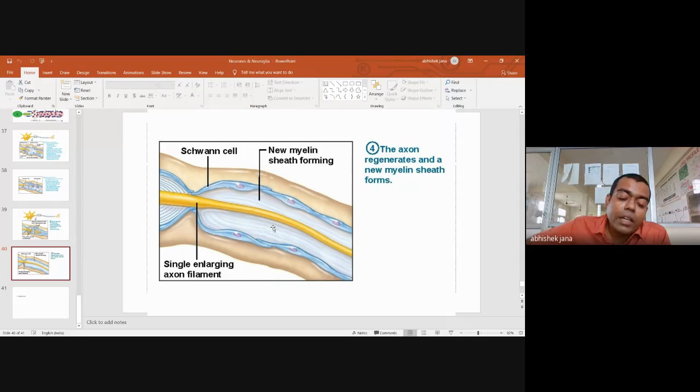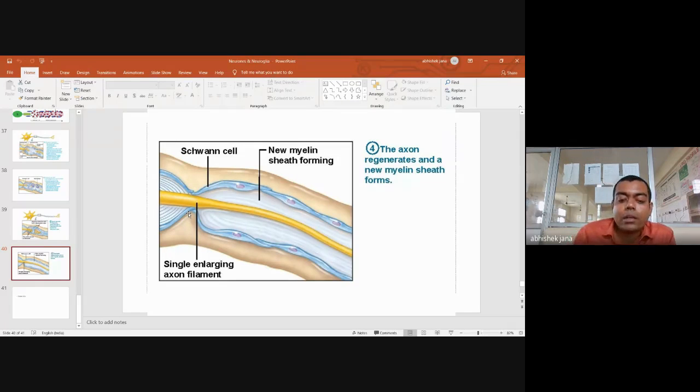So the new axons which have developed will be approximately 80% of the original one. That's what it is, it becomes smaller and thinner, you can see. It becomes smaller than the original tube, you can see over here. That is a very important thing.